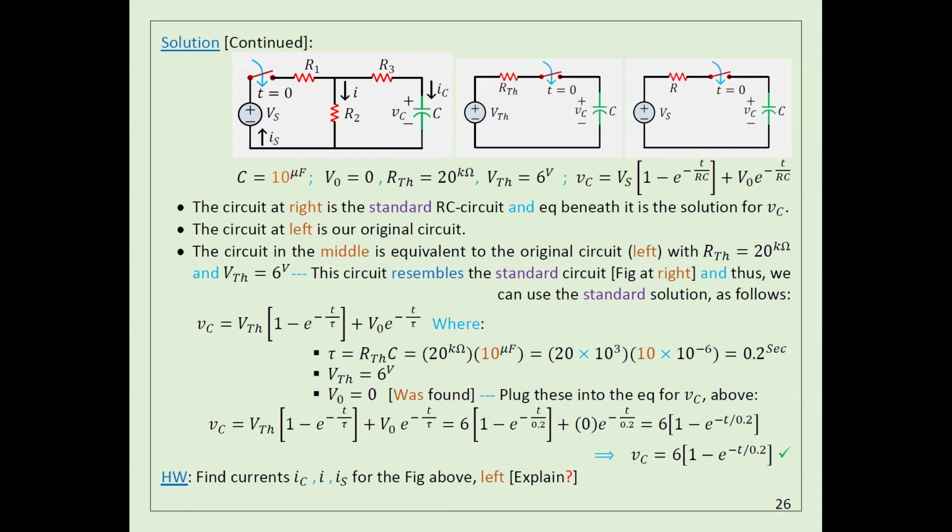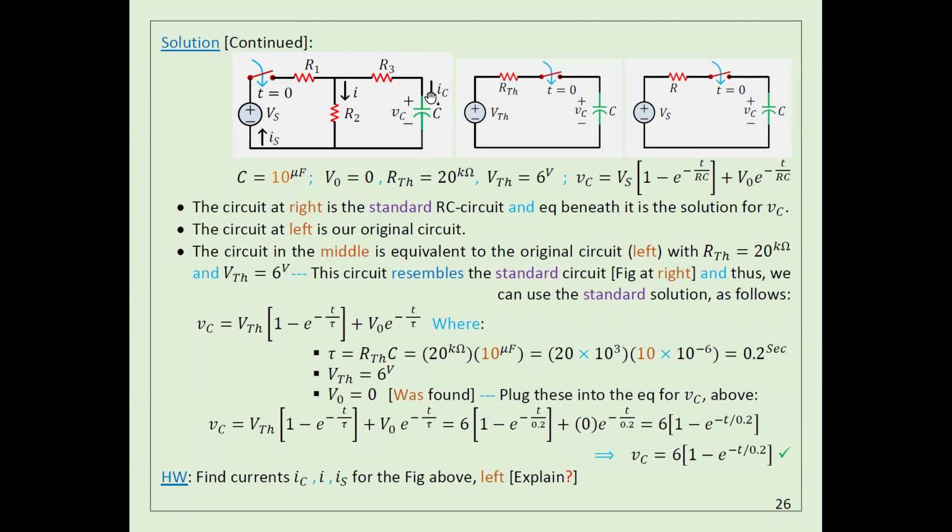Here I'm asking you to find IC. That's easy. Once I have the voltage, which I already calculated, you can differentiate, but you don't need to differentiate. You can just use the formula. You can find IC. Now I need I and I need IS. So here I'm asking you to calculate them. This is like homework.